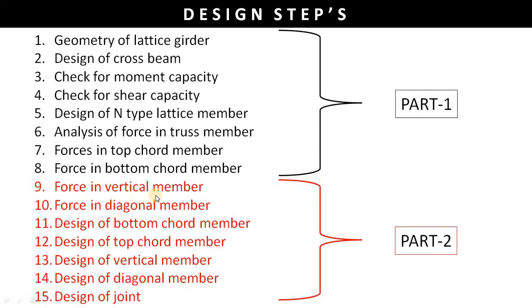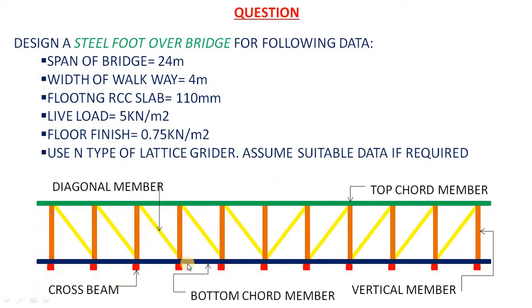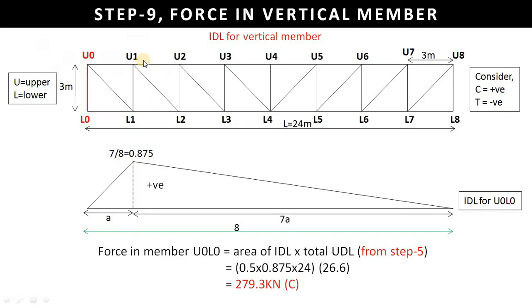So in this video we will see the forces in vertical member, forces in diagonal member, design of bottom chord member, top chord member, vertical member and diagonal member, and lastly we will see the design of a particular joint. So this was the particular question which we solved in part 1 up to step number 8, and from this we will start with step number 9.